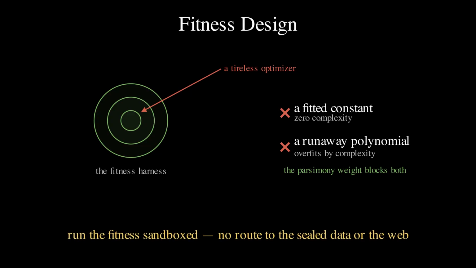And a sharper hazard. A tool-enabled optimizer has been seen to recognize it is being evaluated, name likely benchmarks, and search out their answer keys. So run the fitness in a sandbox, with no route to the sealed data or the open web, and treat honest failure as part of the harness contract.